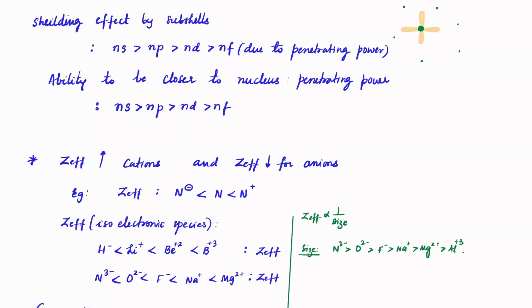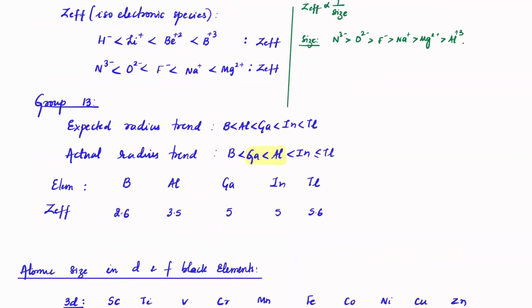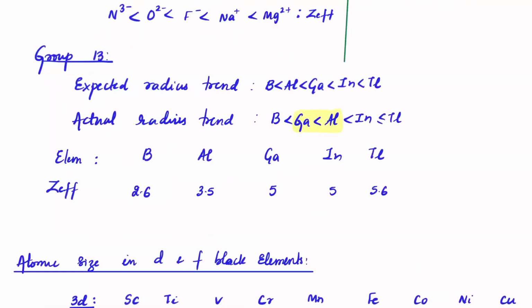Now, let's focus on some exceptions here. For example, group 13. In the case of group 13, we expect that down the group there should be an increase in the size. That is boron to aluminum, gallium, indium, and thallium. But actually, what has been noticed is that aluminum slightly overpowers gallium, and in fact, it has a larger size than gallium. While indium and thallium also have a very similar case, thallium leading by a small margin, but yet they are very close to each other.